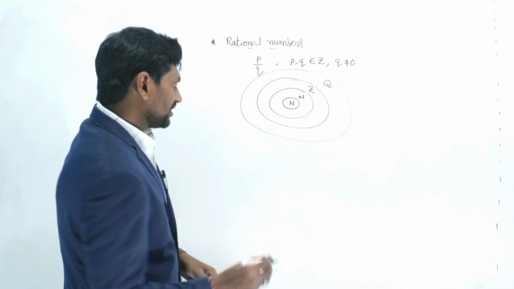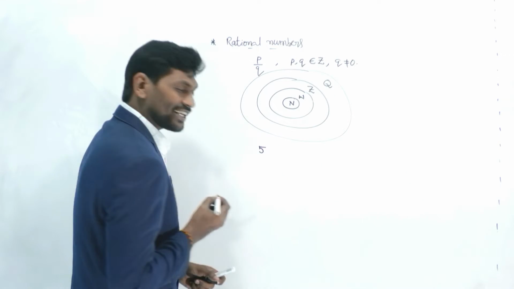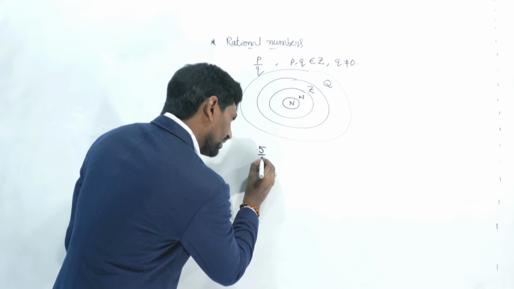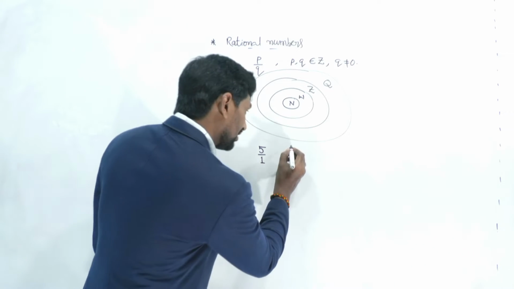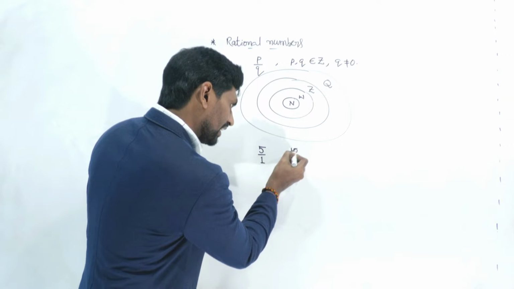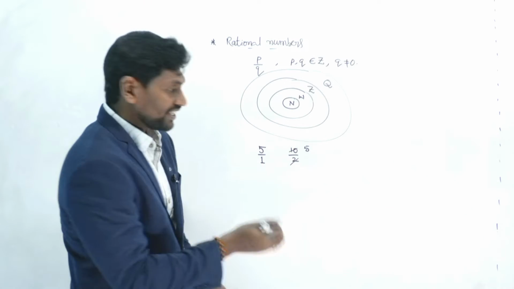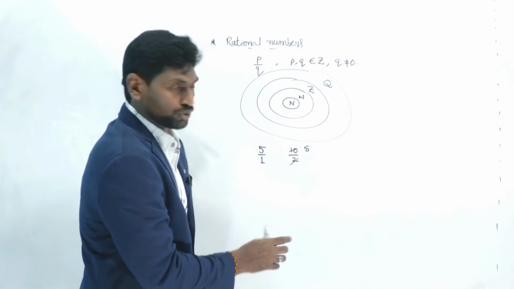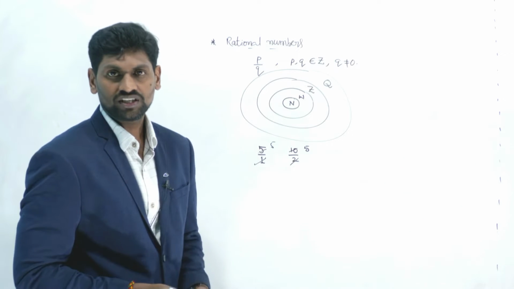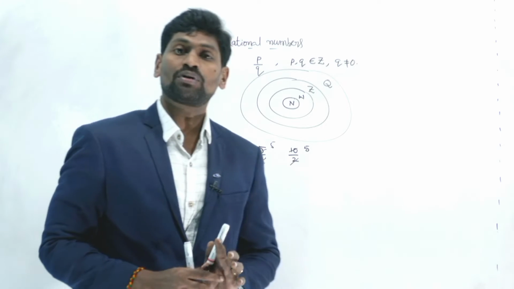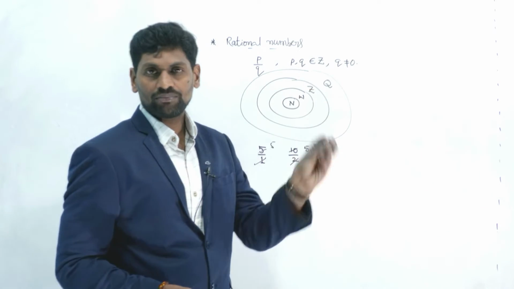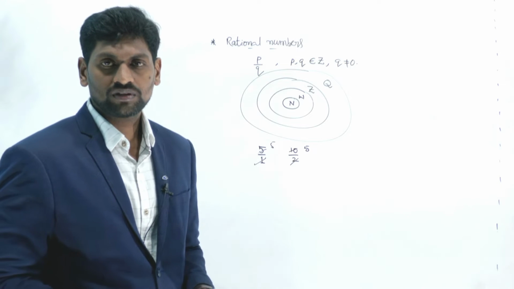That means, sir, 5 is a natural number. How can we express 5 in P by Q form? 5 is nothing but 5 by 1. Or we can write 5 as 10 by 2 also. 2 table, in 10, 5 times, right? So we can express 5 in the form of P by Q, 10 by 2 or 5 by 1. 1 table, 5 times. So every natural number we can express in P by Q form, as well as whole numbers and integers, every number we can express in P by Q form.